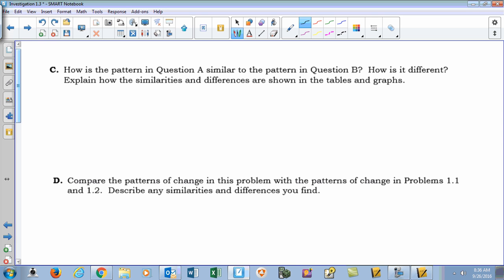All right. So it says, how is the pattern in question A similar to the pattern in question B, and then how is it different? Well, how will we say it's similar? So how is the truss problem and how is the problem with the staircase similar? Think back to what you did with the staircase. Think back to what we did with the truss. What are some things that we could say is similar?